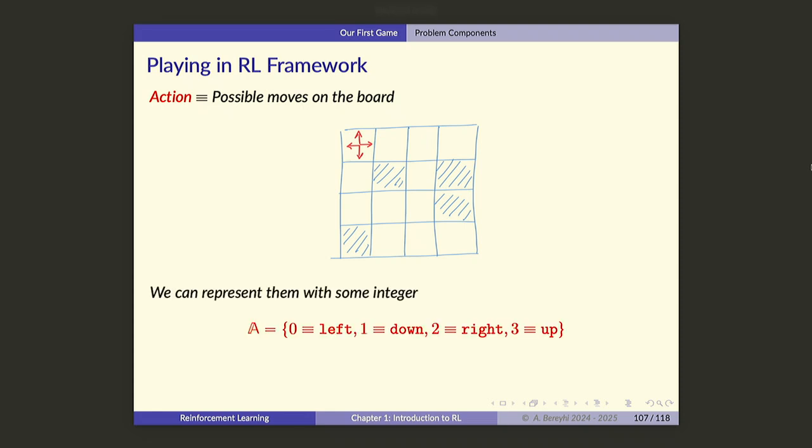So if you want to go left, and the numbering goes up to three, it is counterclockwise.